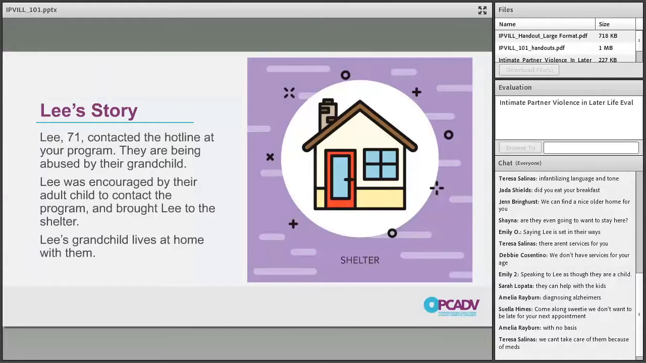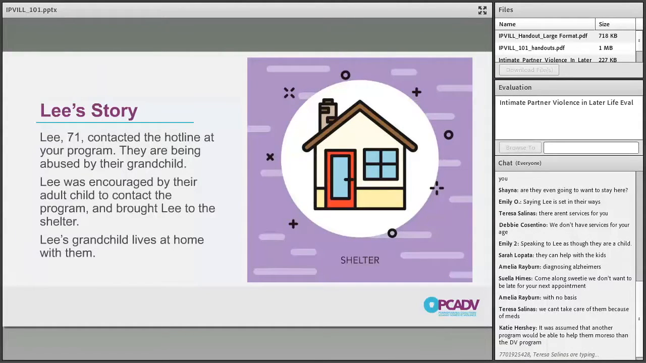So what kinds of assumptions were made about Lee that may not have been made about a younger survivor with similar circumstances? And please use the chat box. These are great. Assume that another program would be able to help them more than DV.